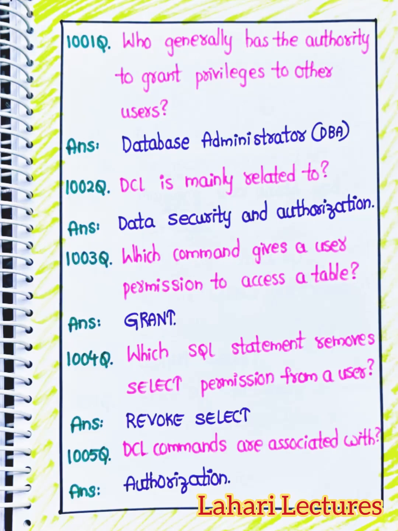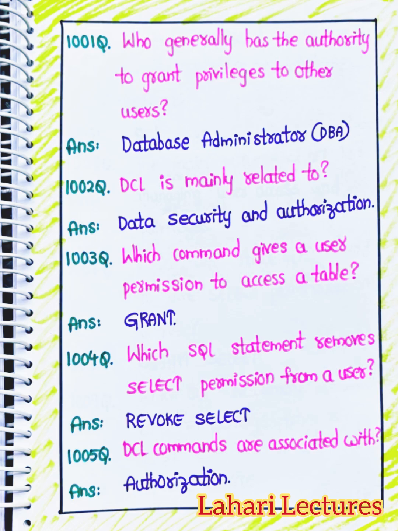In this video, you can watch Computer Science one-word question and answers from question 1001 to 1050. First question, who generally has the authority to grant privileges to other users? Database Administrator, DBA. Next question, DCL is mainly related to data security and authorization.